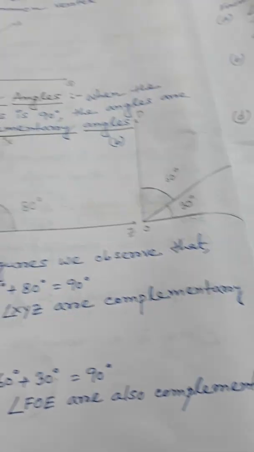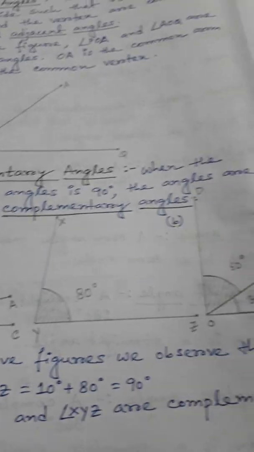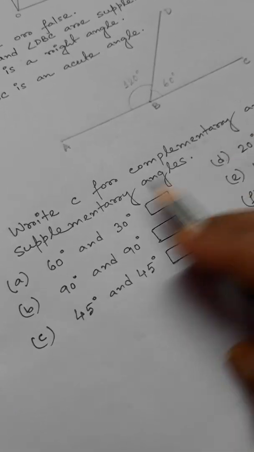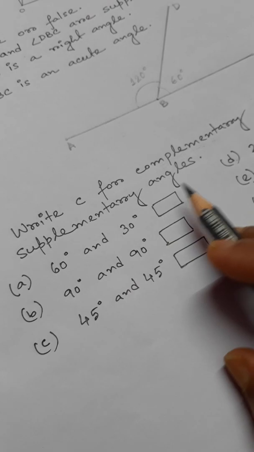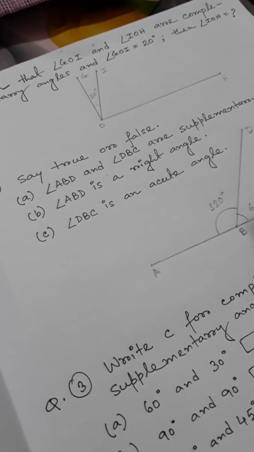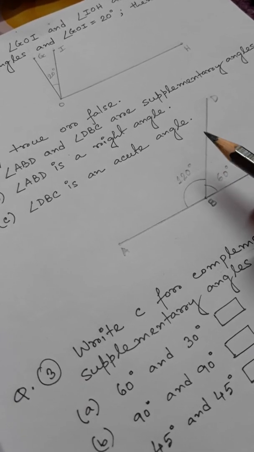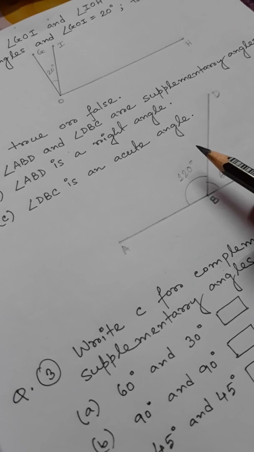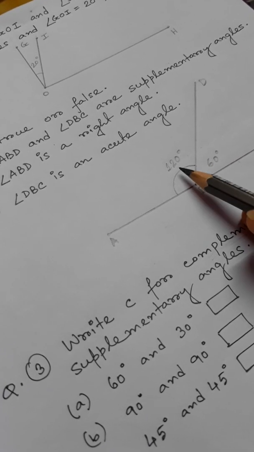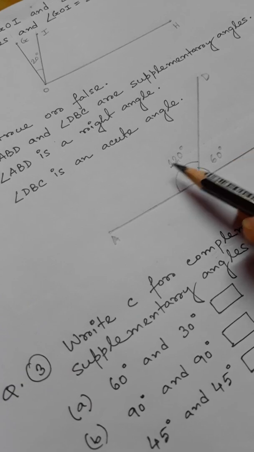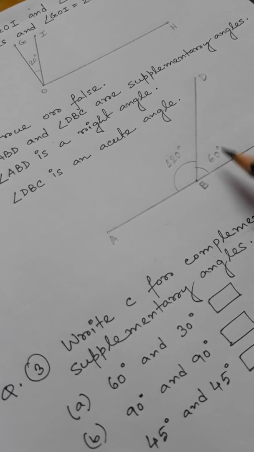See here, when the sum of the angles is 90 degrees, we say it is complementary, and when the sum of angles is 180 degrees, it is called supplementary angles. These are very easy, please do it. And one of the questions says, true or false: angle ABD and DBC are supplementary angles, or ABD is a right angle, or angle DBC is an acute angle. You see here 120 degrees and 60 degrees. Think about it: 120 plus 60 is 180 degrees.